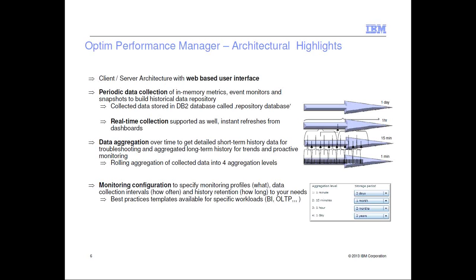Optim Performance Manager does periodic data collection from the various monitored databases using in-memory metrics, event monitors, and snapshots to build a historical repository of performance data. The collected data is stored in an internal DB2 database called the PerfDB or the repository database. And in the current versions of OPM, there is support for real-time viewing of performance data.